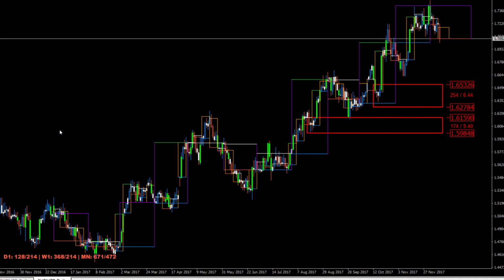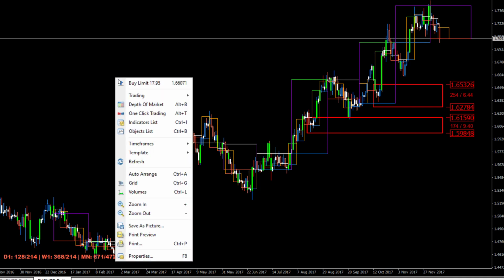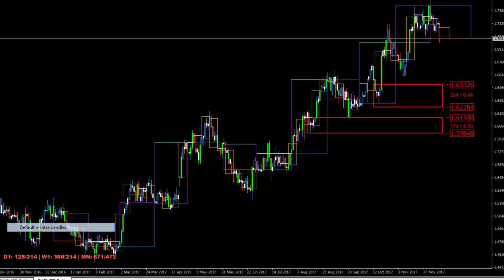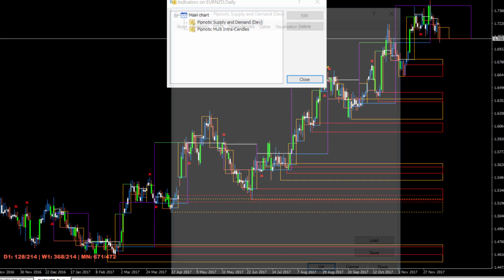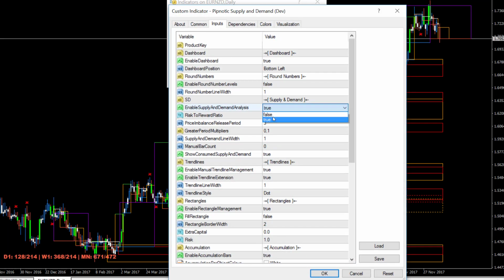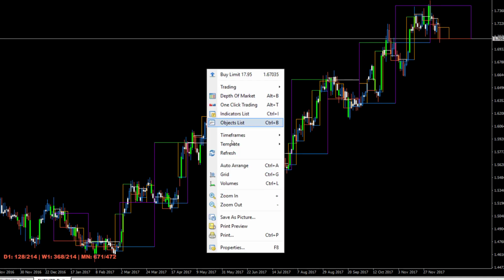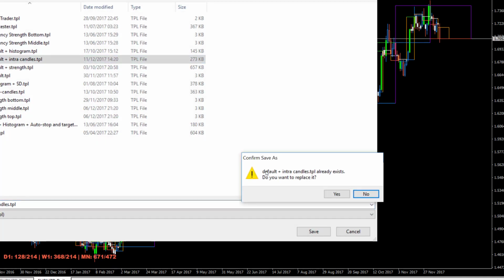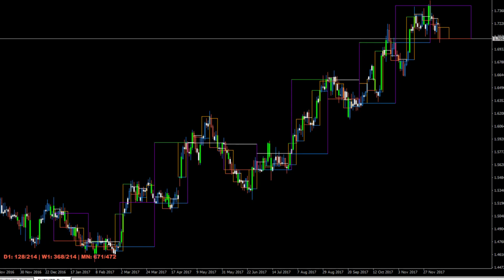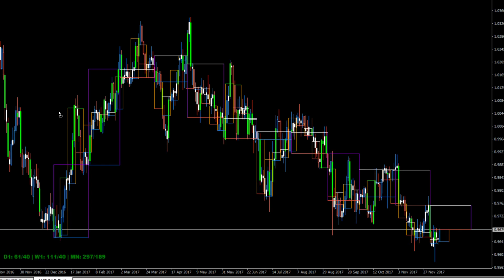Super. Good. Okay, it's actually a pretty nice combination of indicators, this, I think. I'm just going to turn this off and save the template. I'm just going to save it once more, save template, default plus intra candles. Now we can drag, and we have both of them on the same chart. That's great. Ooh, messy, don't want to touch it.